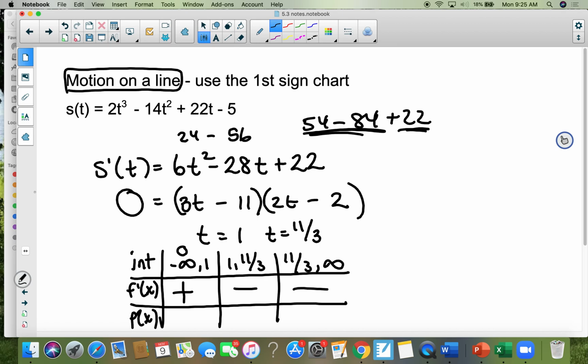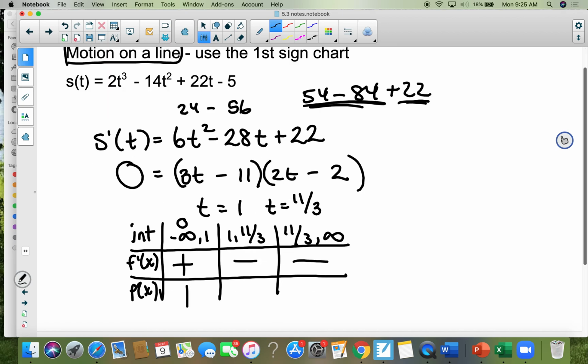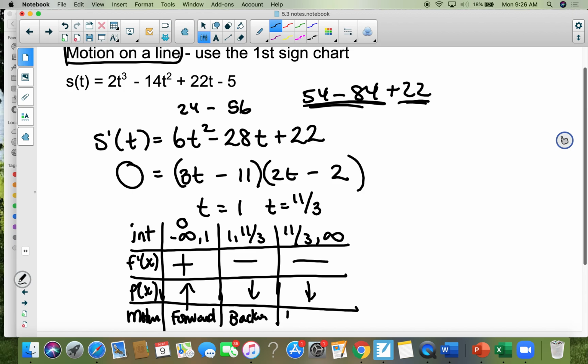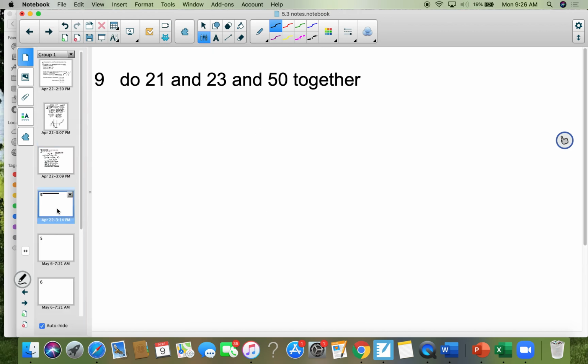So the original graph is increasing, and then it's decreasing, and it's also decreasing. So for the motion on the line, you can have one more layer right here, and this is the motion. It's moving forward, it's moving backwards, and it's also moving backwards. So if they ask about the motion, increasing is forward, decreasing is backwards.